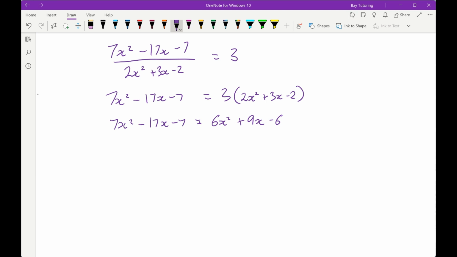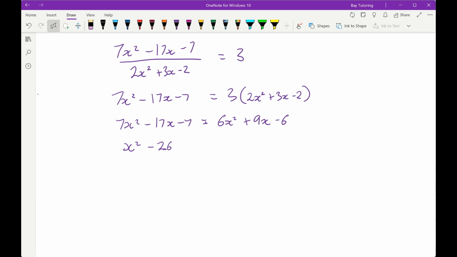So we'll take away 6x squared from 7x squared, which is x squared. Negative 17x take away 9x, will be negative 26x. And then negative 7, we're going to be doing plus 6. So that will be minus 1 equals 0. So now we've got it into this form, we are going to be able to solve it. Now you can check if you are able to do the AM method to factorize this and then solve it that way. In this case, this is not going to factorize.